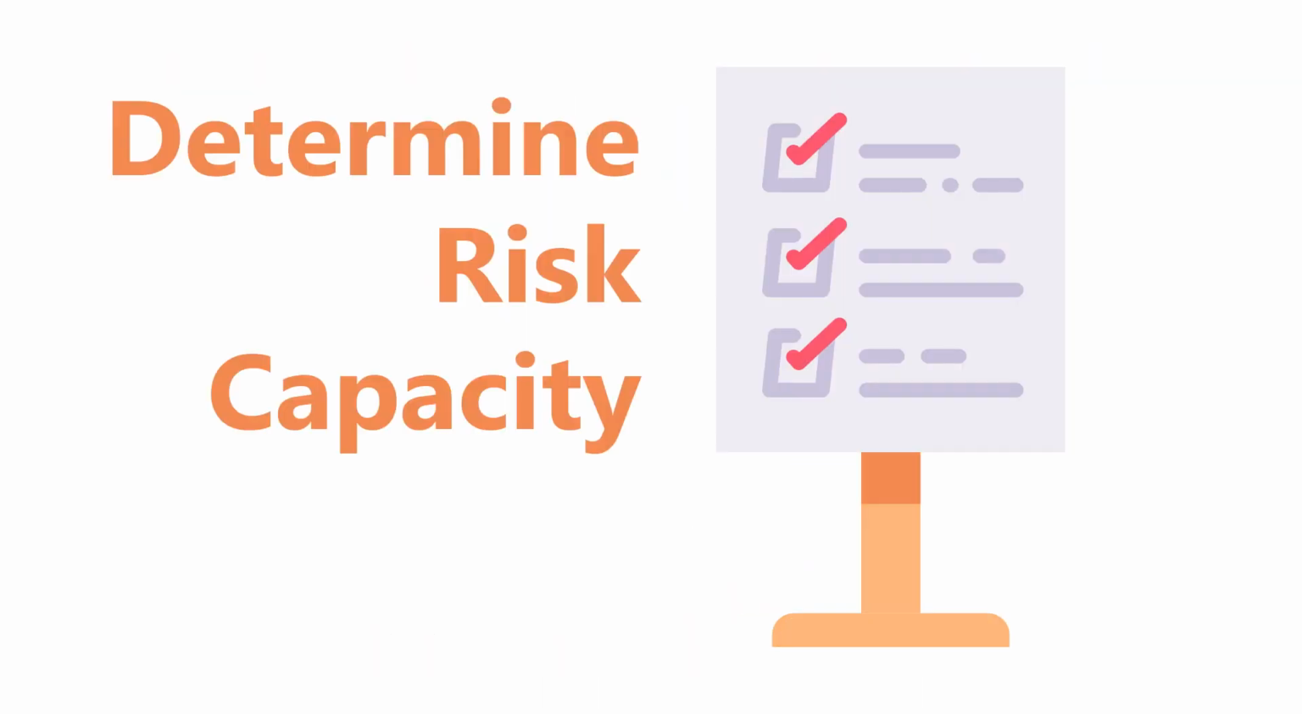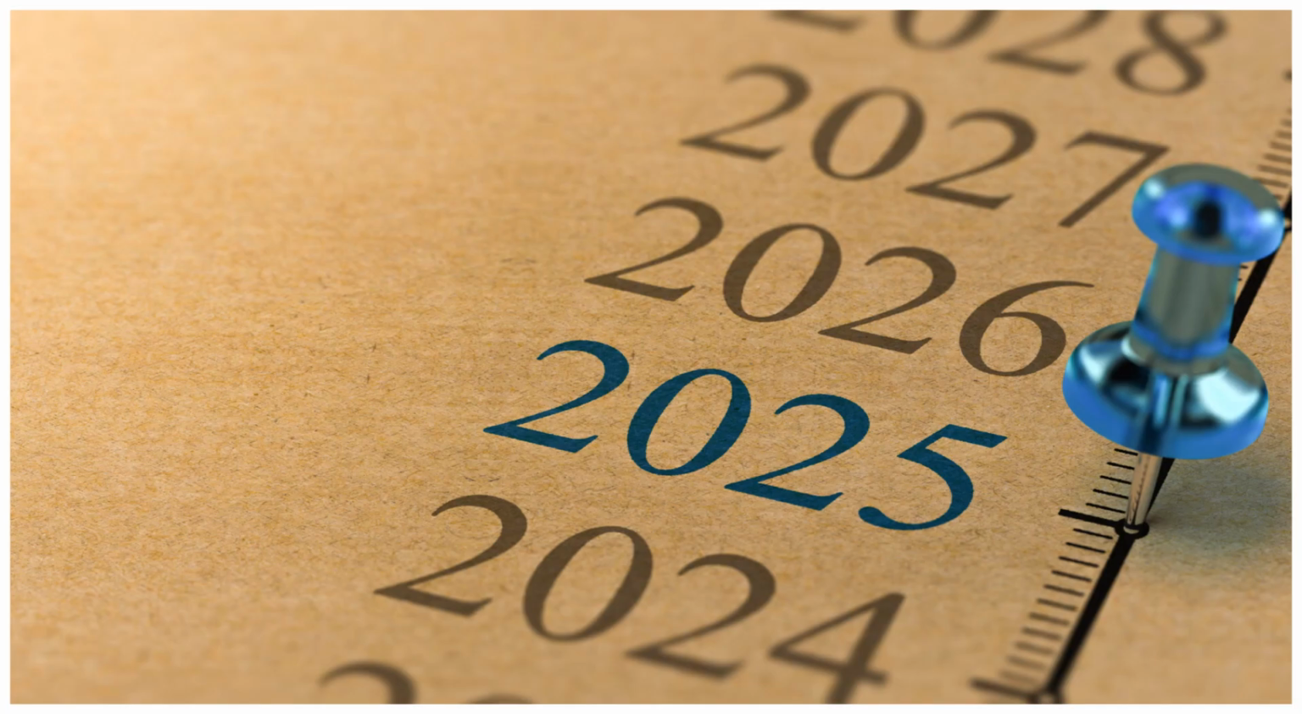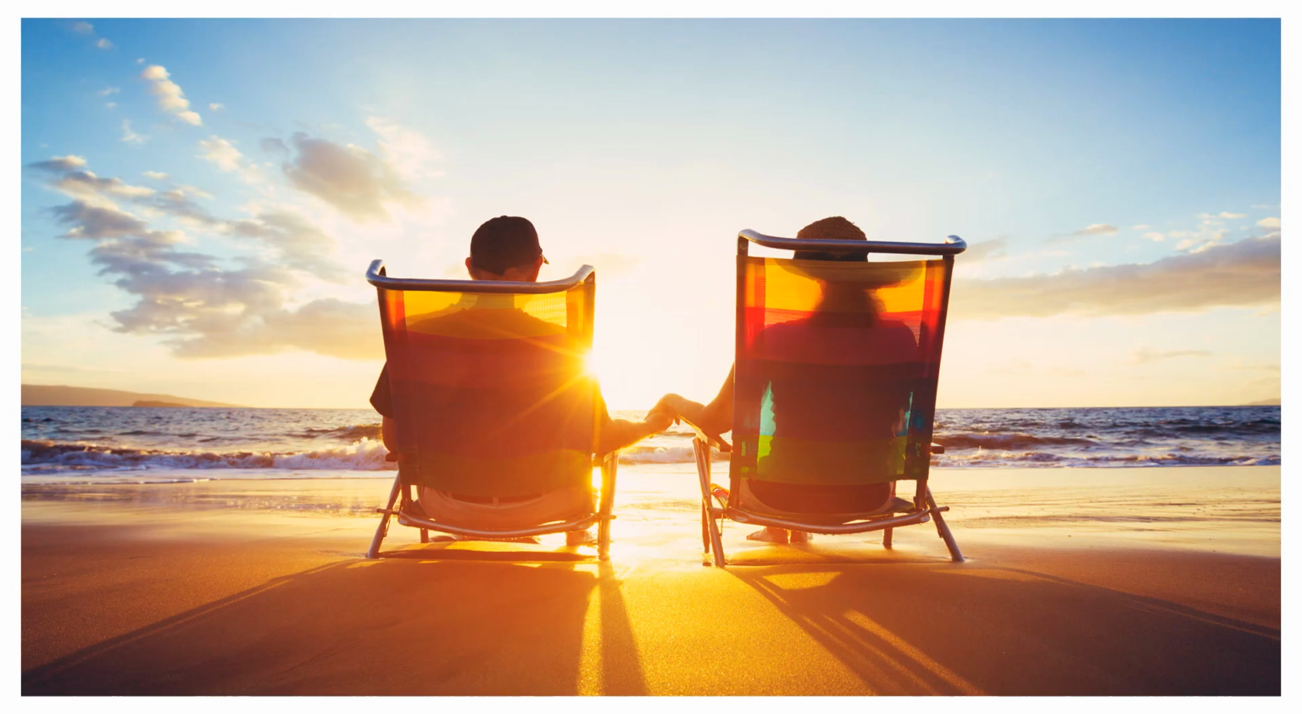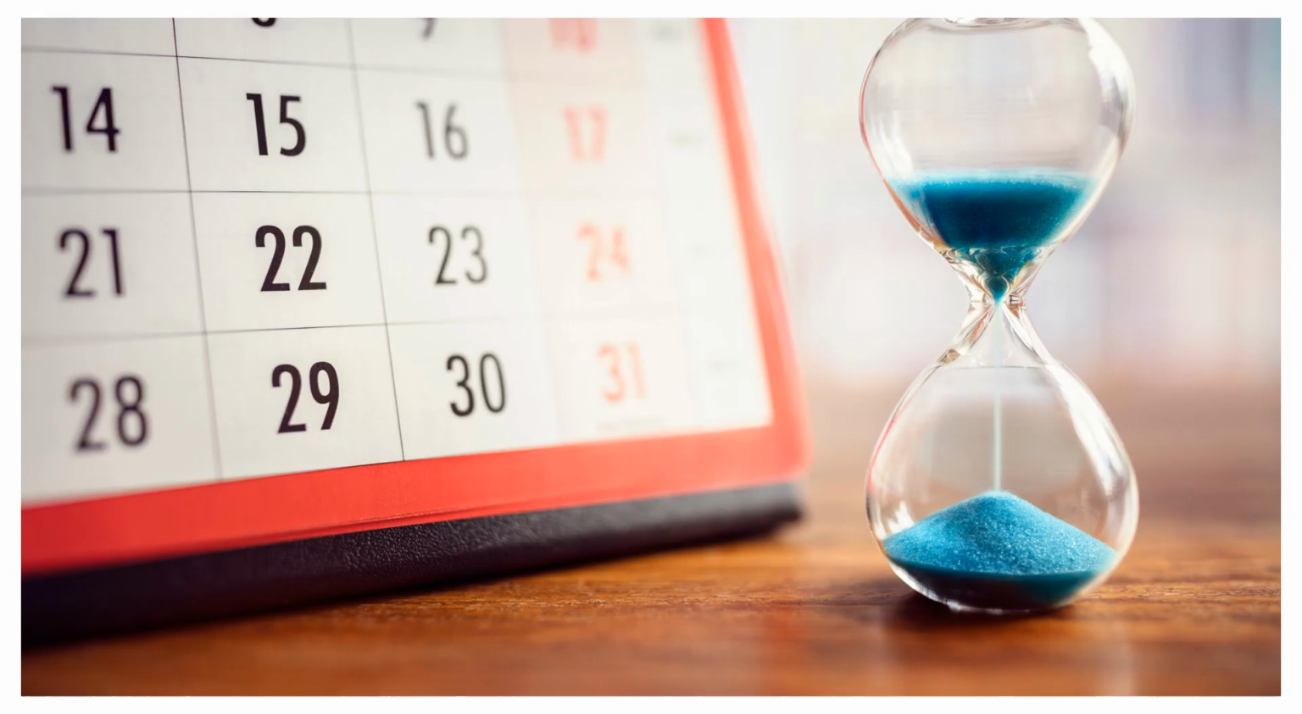Our first rule is to determine your risk capacity for the goals you're trying to reach. Define your goals and your time horizon for meeting those goals. Are you saving for your child's college fund or maybe retirement? Is the end date your child's 18th birthday or when you turn 65?